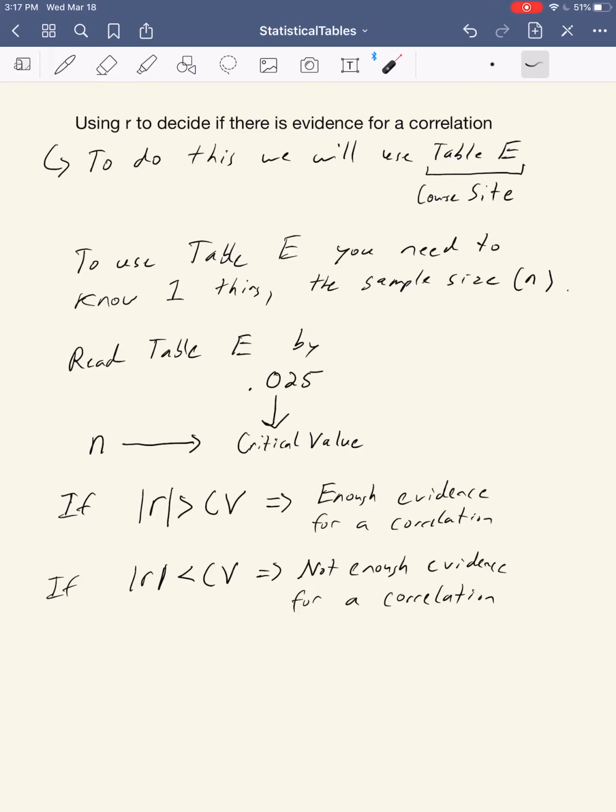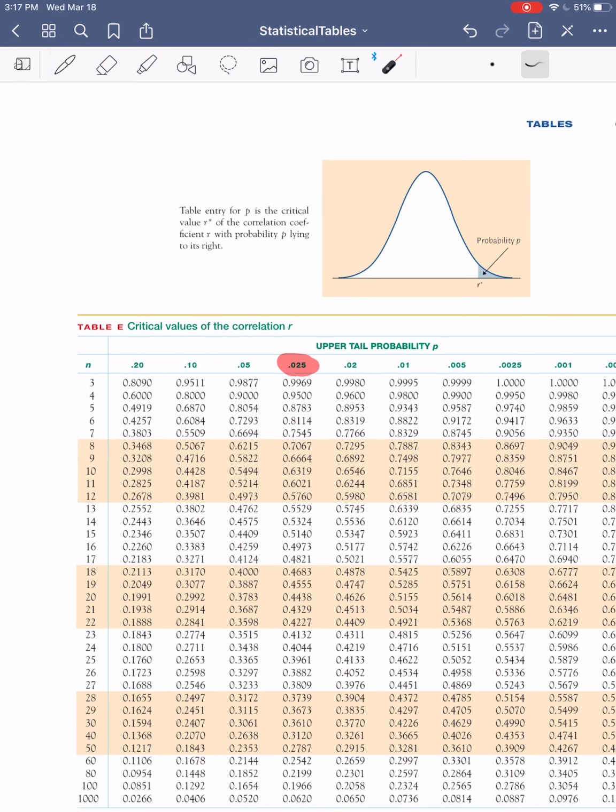All right, we're going to do an example in just a moment of all this, but let's take one look at what table E really looks like. You'll notice that on my table E, I've already highlighted that 0.025 column. The table E that we're using for this class is a little overkill. You don't need any of the other columns. We're only going to be using that 0.025. So on your copy, you might as well go ahead and highlight that.